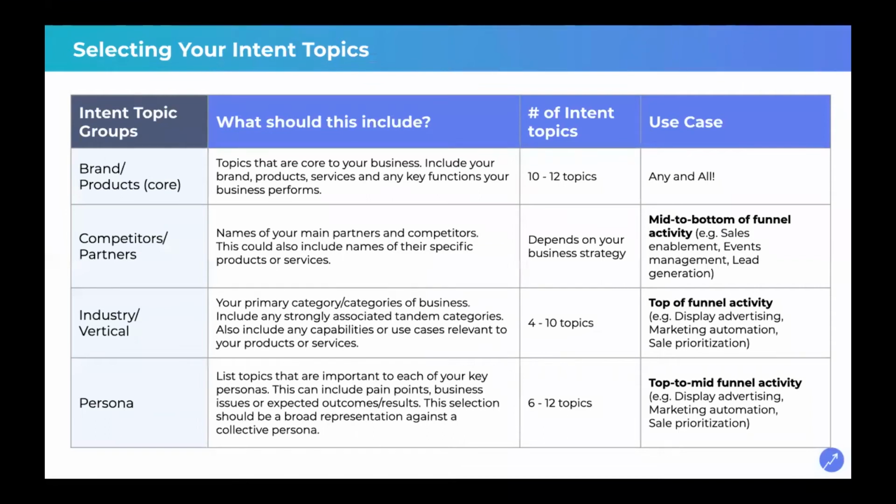So this graph is a great exercise to do before you select intent topics. So if you're looking to target specific contacts at the bottom of the funnel or at the top of the funnel, you can definitely review this use case with your team. And if there's one thing that you want to identify, you can look at what topics should those include. So are we looking at competitors or partners? Are we looking at specific personas?